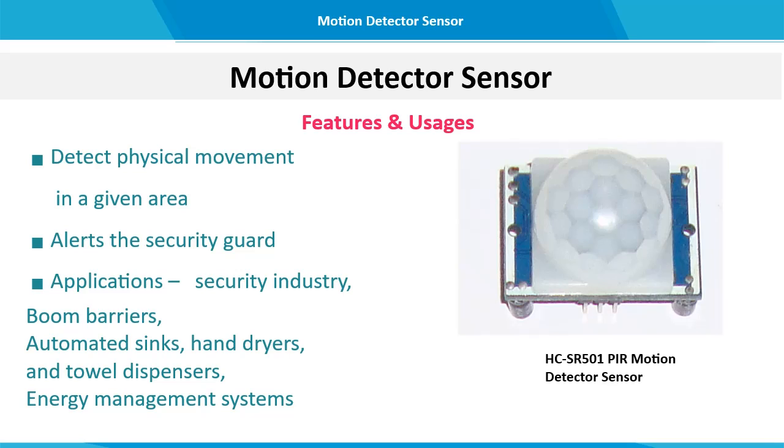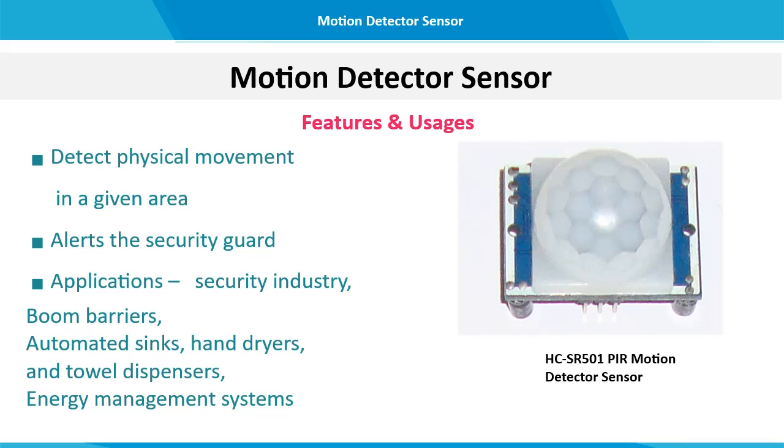Motion detector sensors are used to detect physical movement in a given area. They are different from proximity sensors. These sensors are widely used in security industry. These sensors alert the security guard when there is any form of movement.